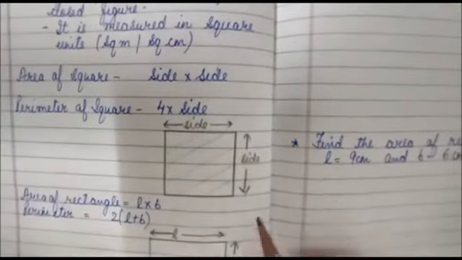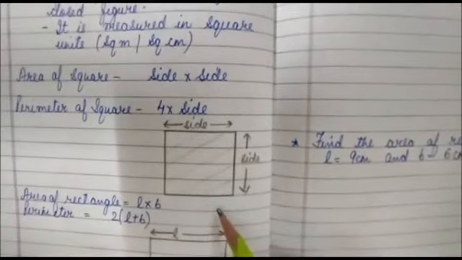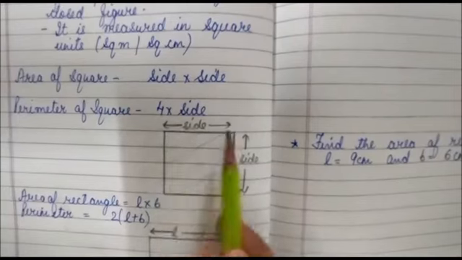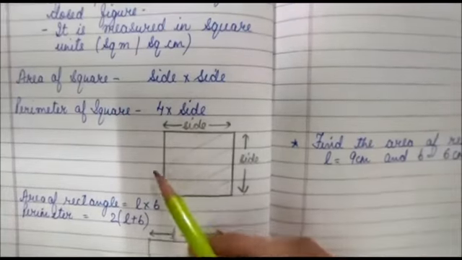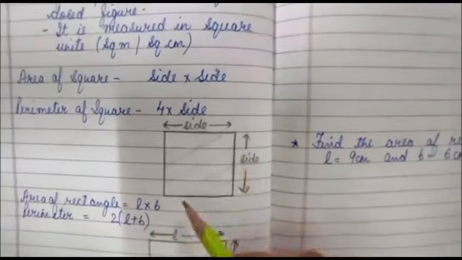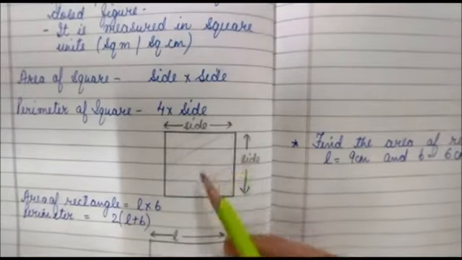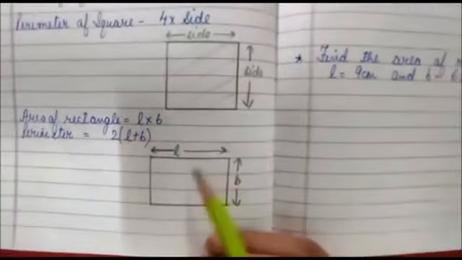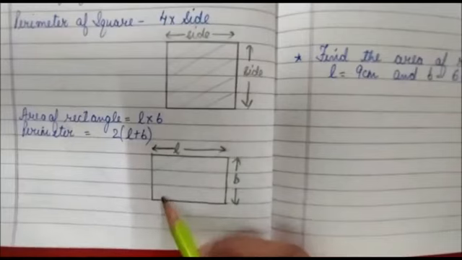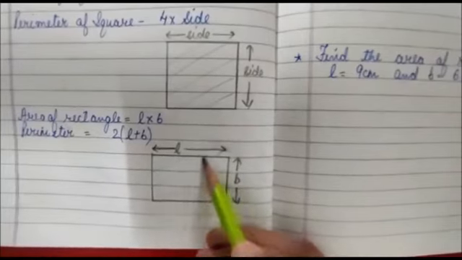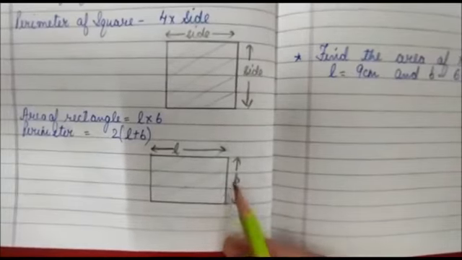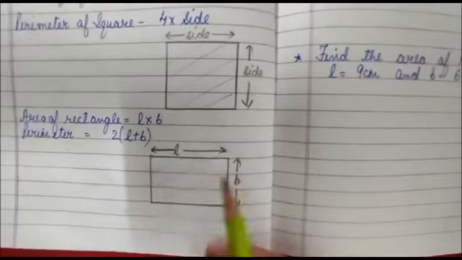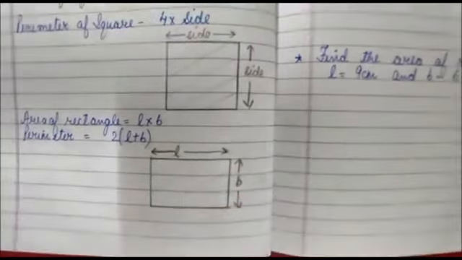Just look at this figure. Here I have drawn a square shape which is a closed figure. Whatever surface is being covered by any closed shape, it can be a square or a rectangle, this complete surface is the area of that closed shape. And area is always for the 2D shapes.